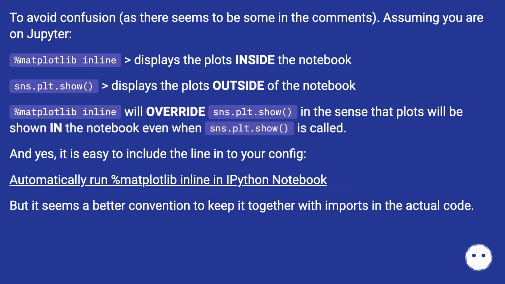To avoid confusion, as there seems to be some in the comments: assuming you are on Jupyter, %matplotlib inline displays the plot inside the notebook, while sns.plt.show displays the plot outside of the notebook. %matplotlib inline will override sns.plt.show in the sense that plots will be shown in the notebook even when sns.plt.show is called.